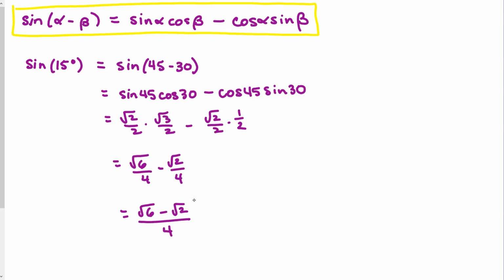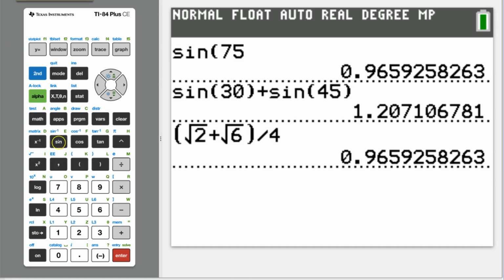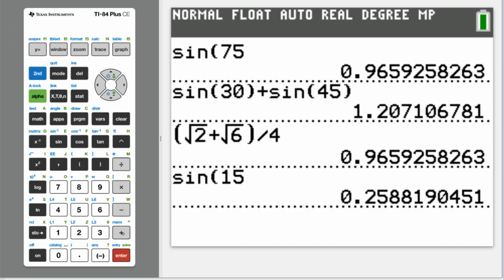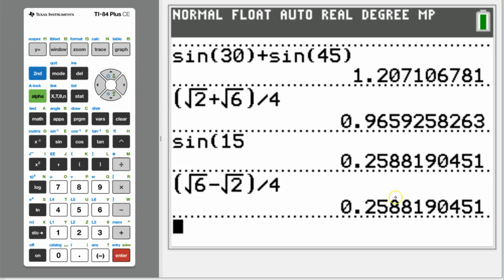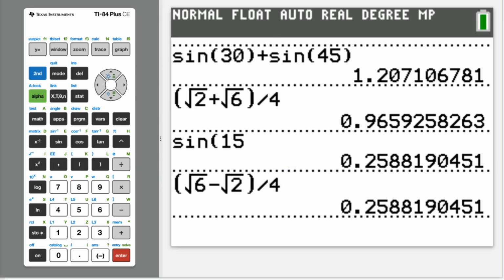And let's just do a check with the calculator. Sine of 15 degrees, there's the approximate value, and then square root 6 minus square root 2 divided by 4. See the same approximate value. So the point of using the identity is so that we can get an exact value and we don't have to use the approximate value.